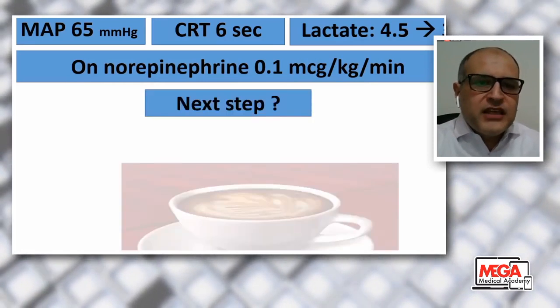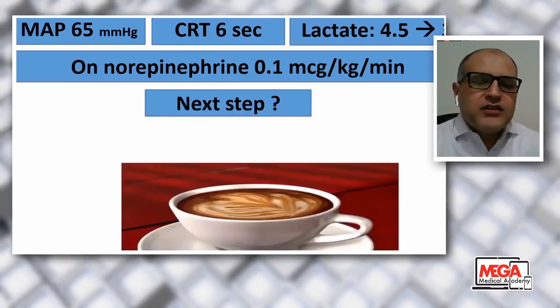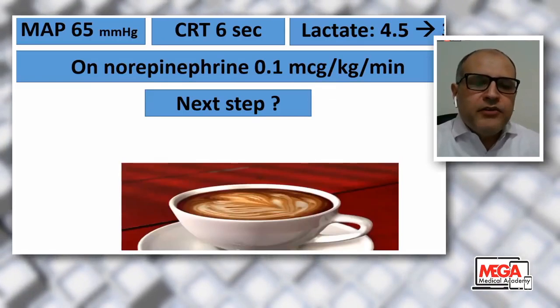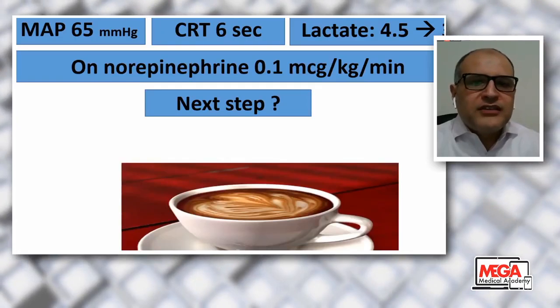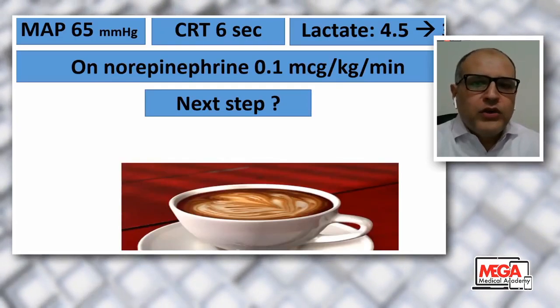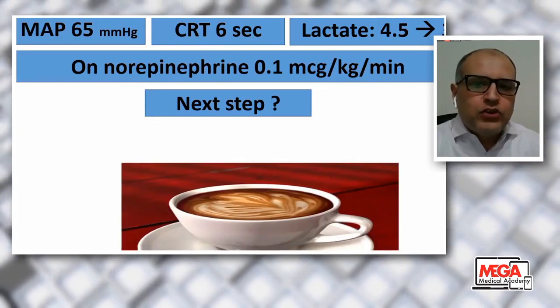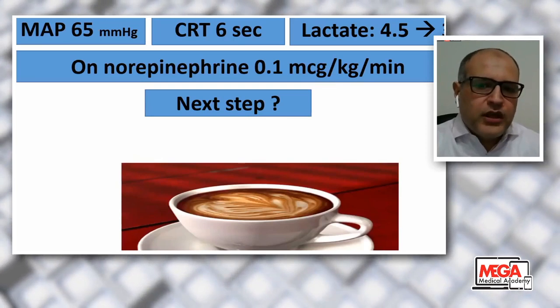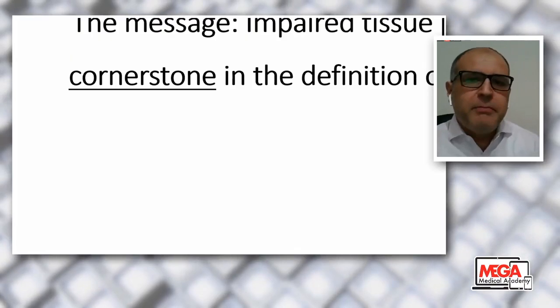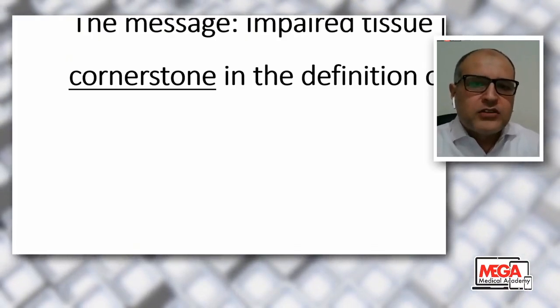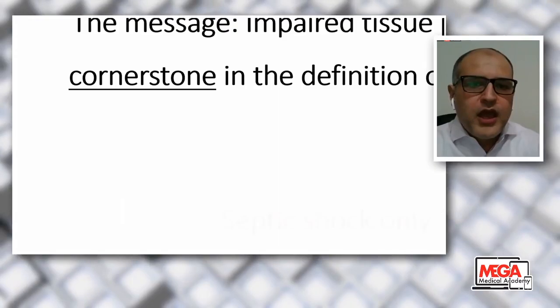What is the next step? The next step is to take your coffee. Why did I say this? Because when the peripheral perfusion improves, when the capillary refill time improves and the lactate improves, you are doing the right management, and now you can have a rest. The message from the previous story is that impaired tissue perfusion is the cornerstone in the definition of septic shock.